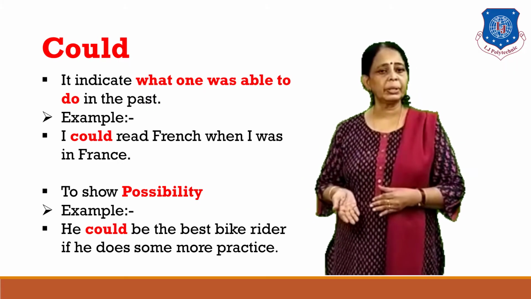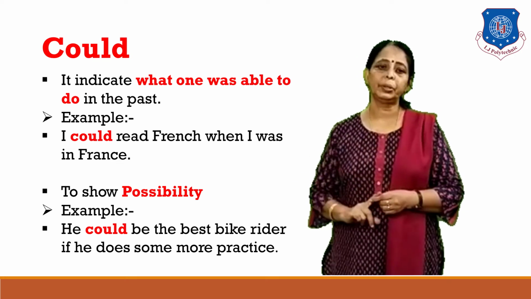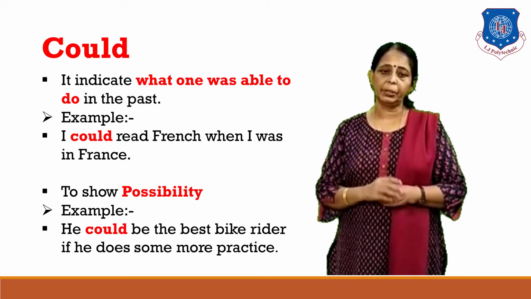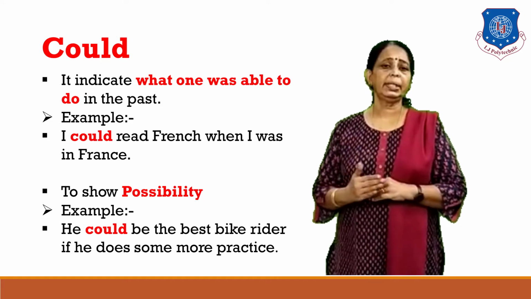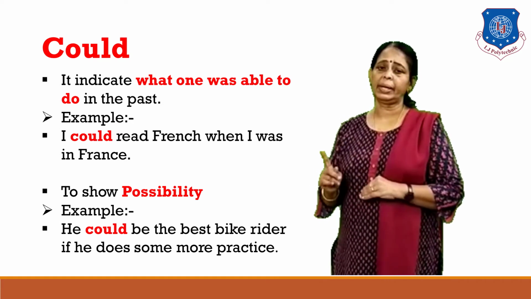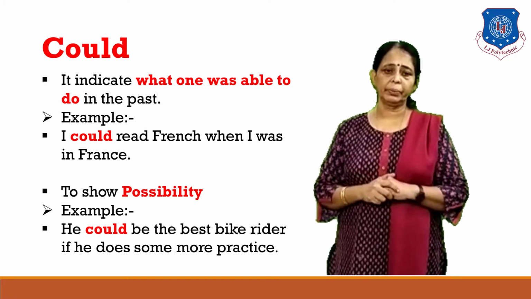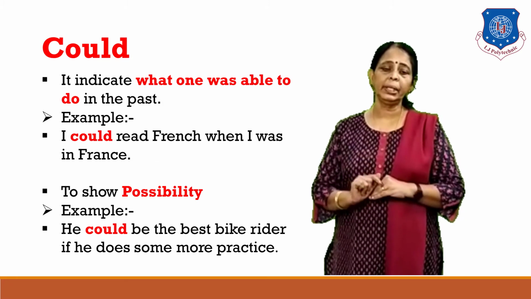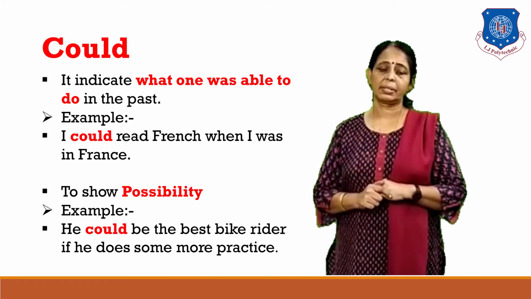Now we will move to the second auxiliary, that is could. Was able to do in the past. It means in the past you were able to do something. Example, I could read French when I was in France. Yes, now you are not able to do it, but you could do that. You had that ability to read French when you were in France.